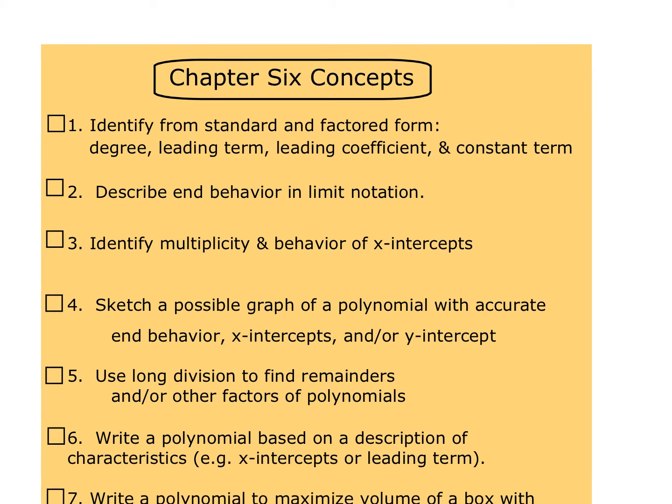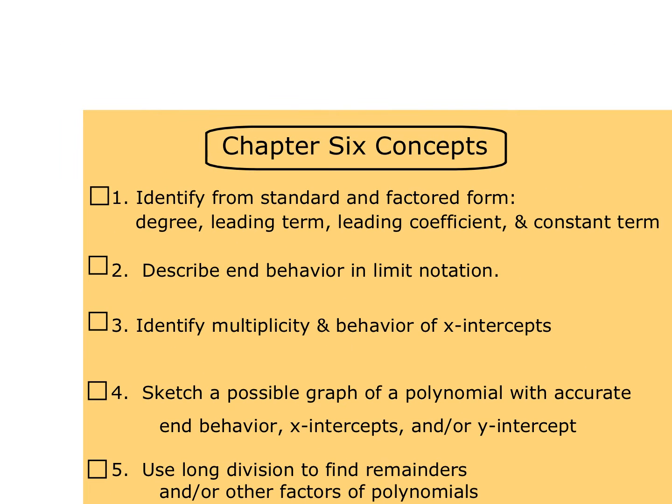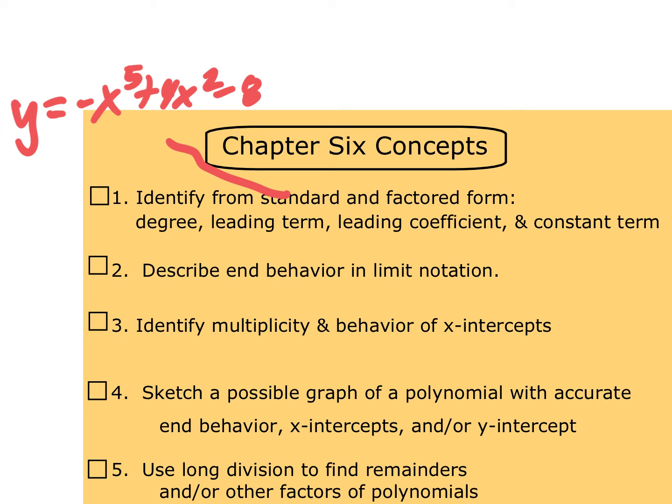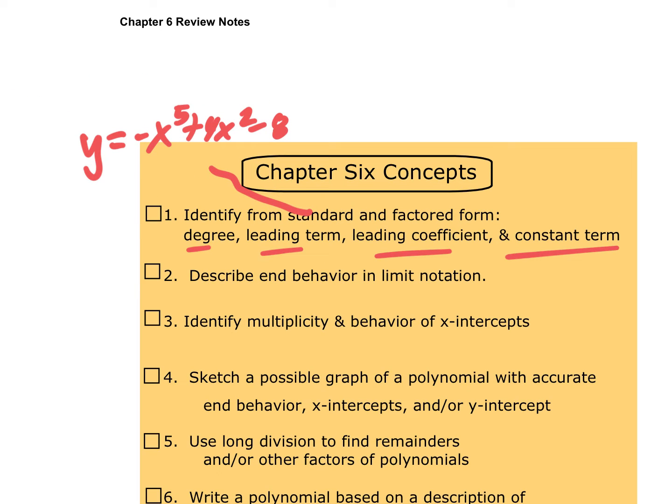Okay. Everybody get to this page. The Chapter 6 concepts, there's a lot of them. Standard form of an equation would look kind of like this: y equals negative x to the fifth plus 4x squared minus 8. Would you be able to tell me the degree, leading term, leading coefficient, and the constant? Please do that for that red equation. I'll pause while you give that a shot. The leading term is super important, and that's this one, because that tells me almost everything.